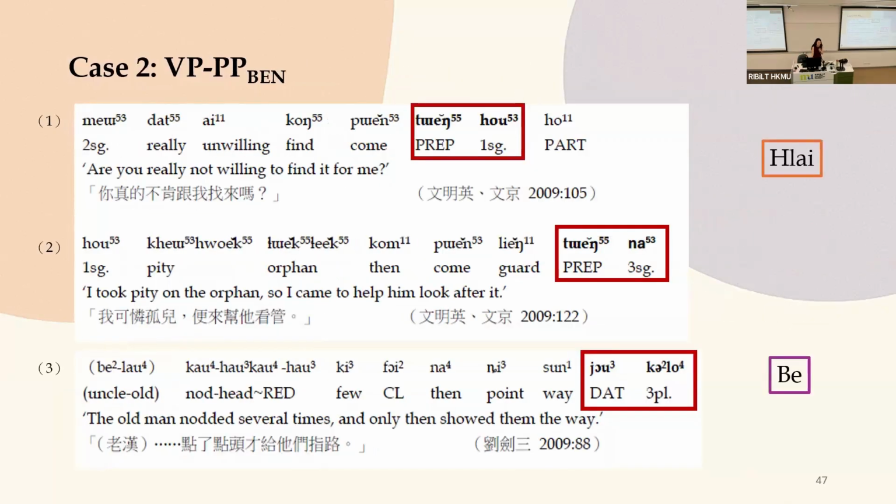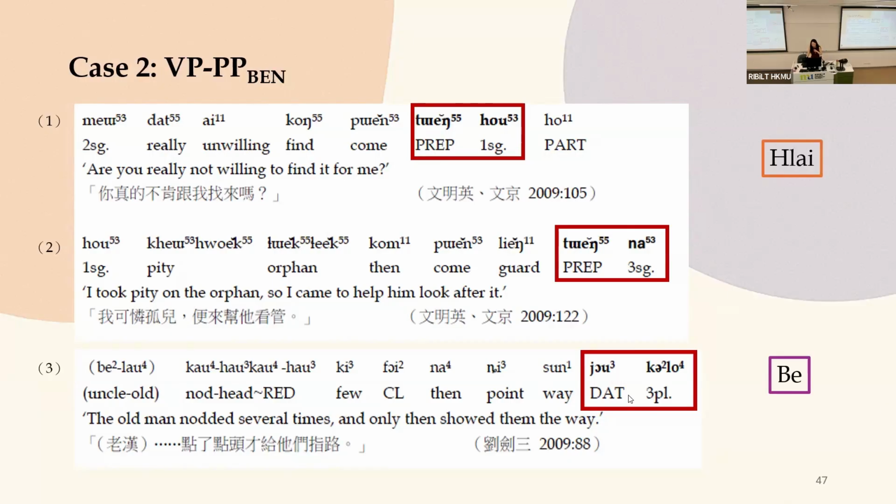And a second case is the postverbal prepositional phrases introducing a beneficiary. In Klai and Bai, this postverbal PP can introduce an extra argument that undoubtedly has a beneficiary reading. For example, here you have in Klai, "Are you really not willing to find it for me?" It's introduced by a dative marker, and then "for me". And here, "I took pity on the orphan, so I help him to look after it." So this is also a plain beneficiary, offering service for another person.